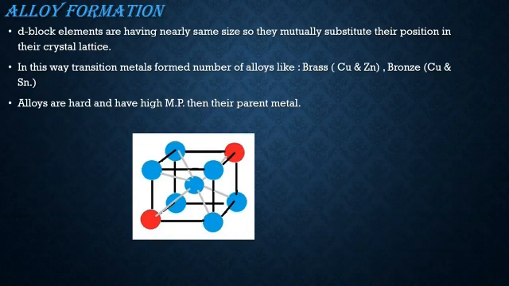Now the next is alloy formation. D block elements have nearly the same size, so they mutually exchange their positions in the crystal lattice. Hence they form alloys. Alloys are actually homogeneous mixtures of two or more metals. In this way, transition metals form a number of alloys. For example, brass is an alloy of copper and zinc, bronze is an alloy of copper and tin, and many other alloys are also there. Alloys are harder and have a higher melting point than their parent metals. So these are some properties of d block elements.